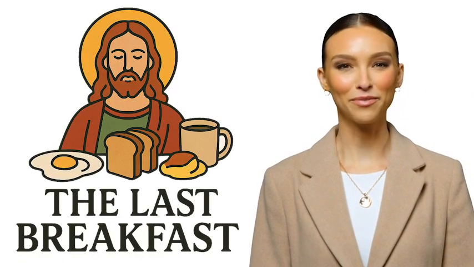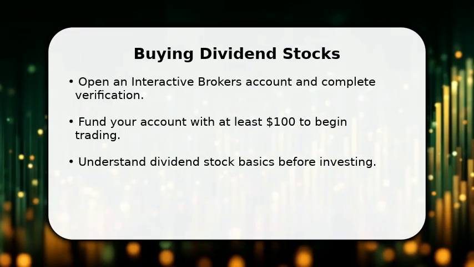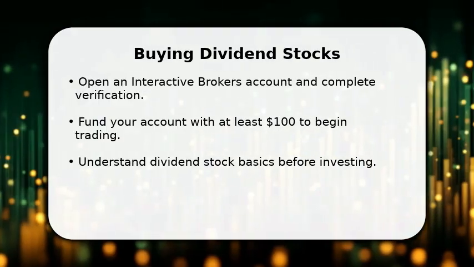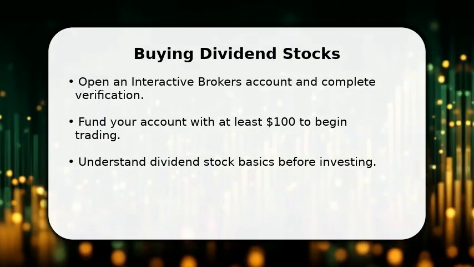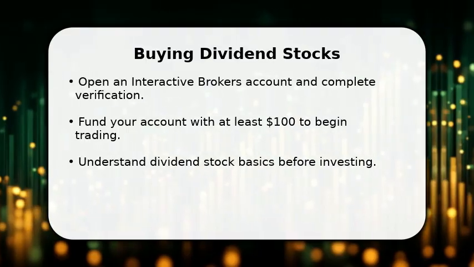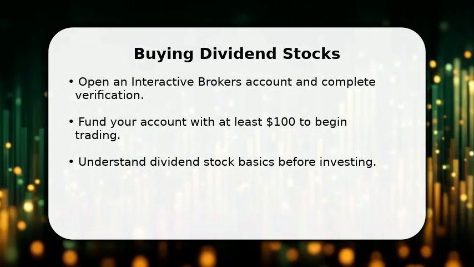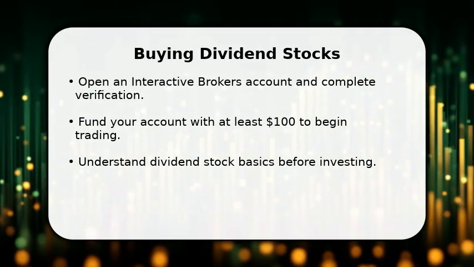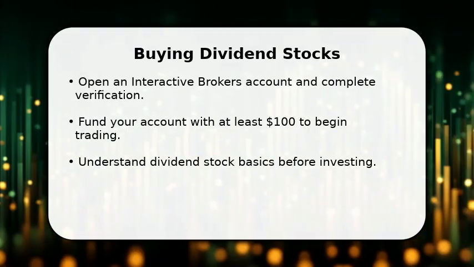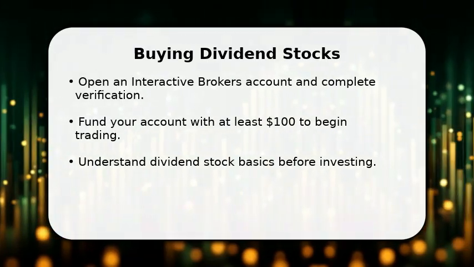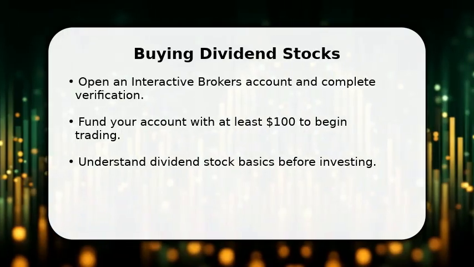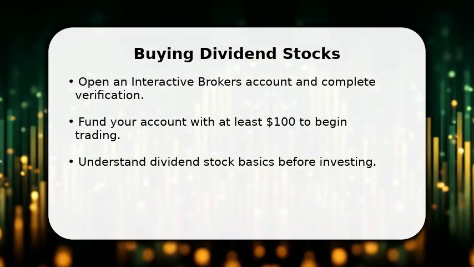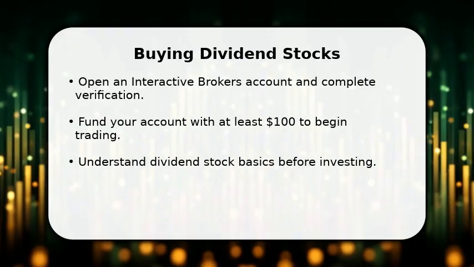Please enjoy the video. In this video, I will explain how to buy Dividend stocks on Interactive Brokers. First, you'll need an active Interactive Brokers account. If you don't have one, sign up and complete the verification process. Once your account is ready, ensure it's funded. You can deposit funds using various methods like bank transfers. Having at least $100 in your account is a good starting point for your first investment.